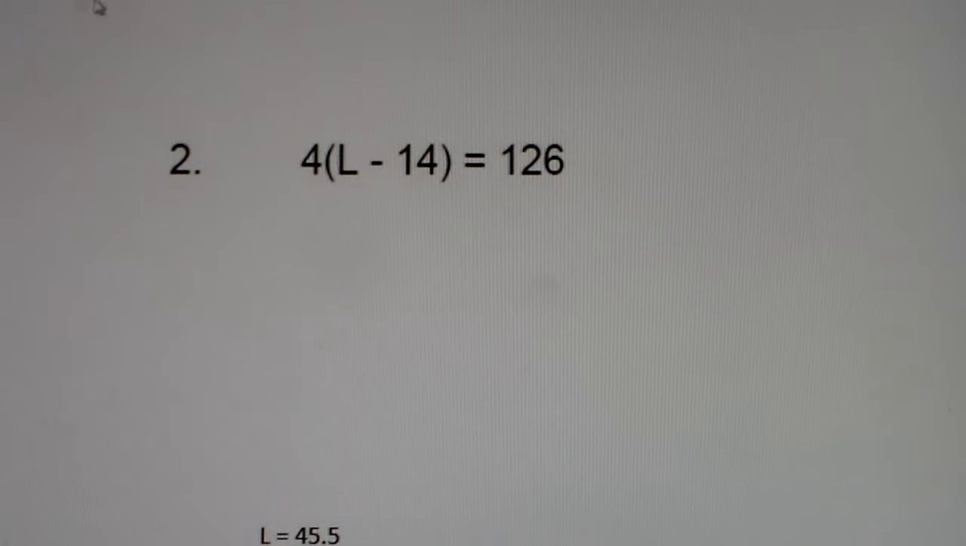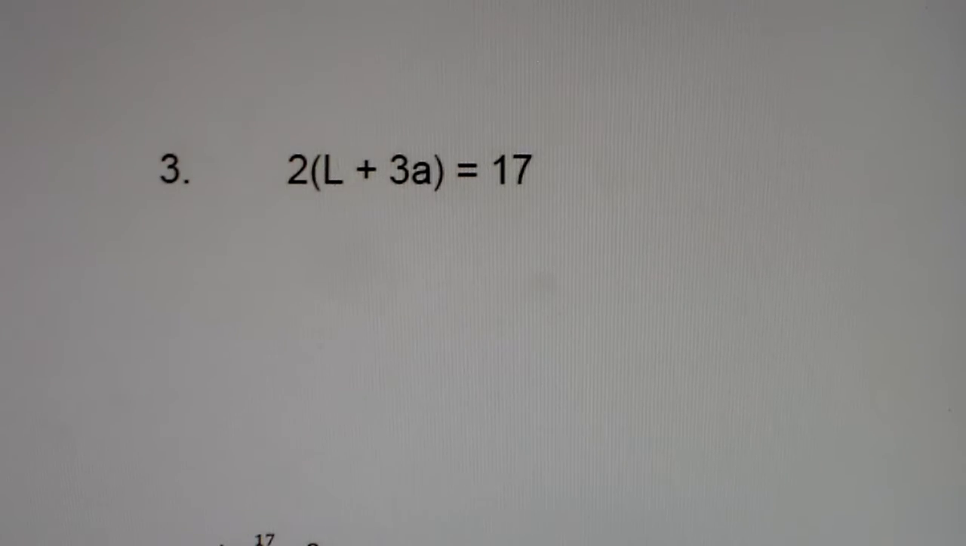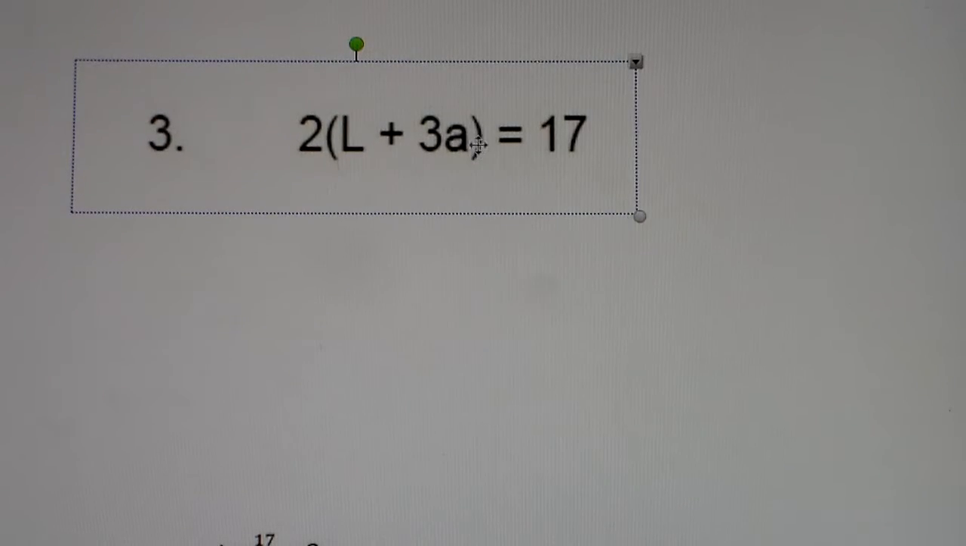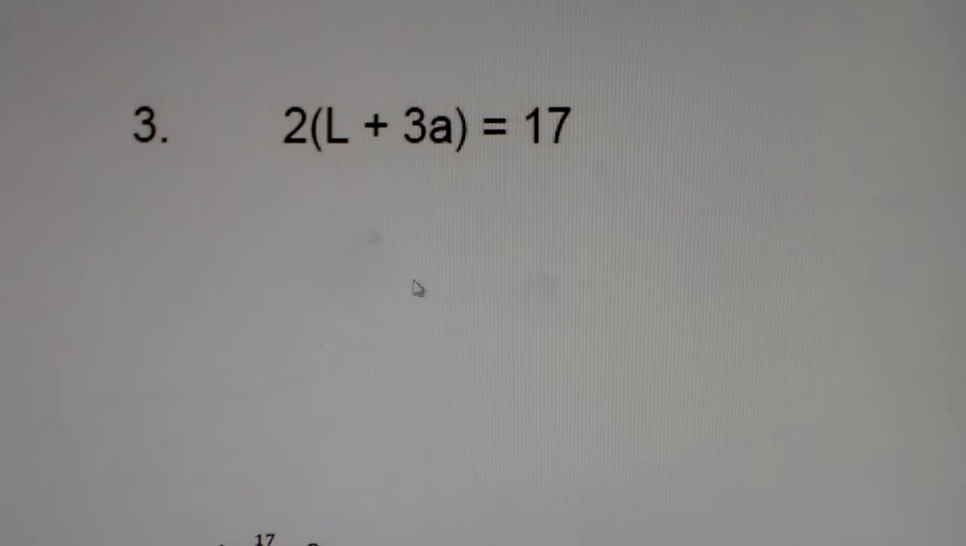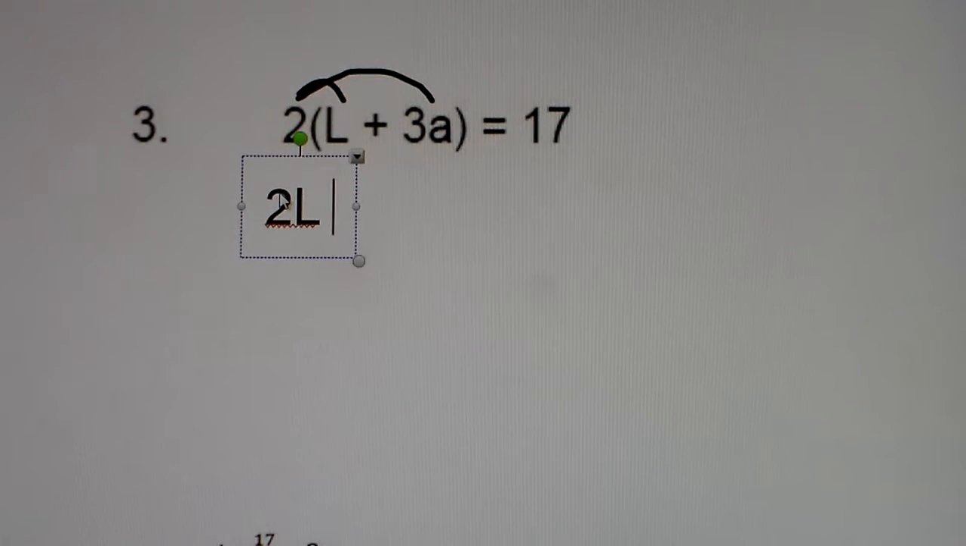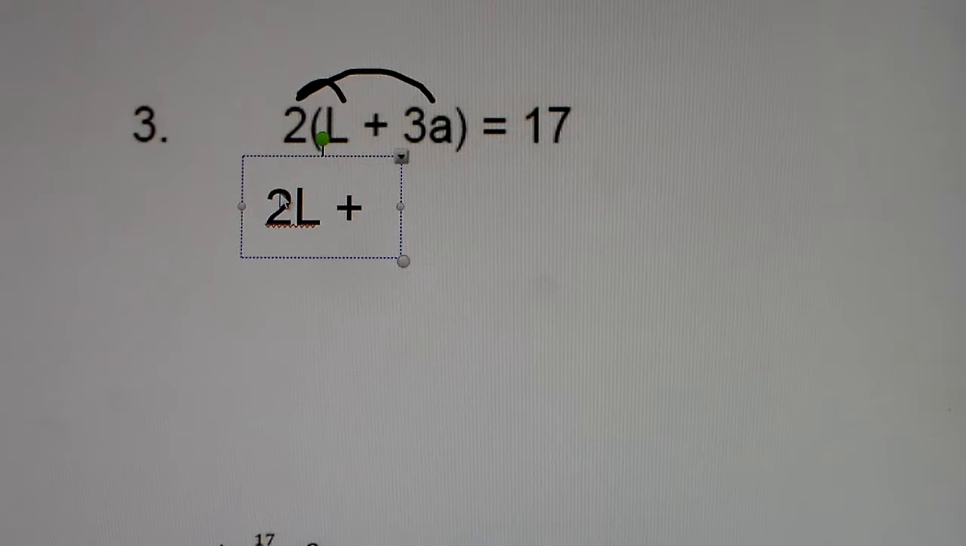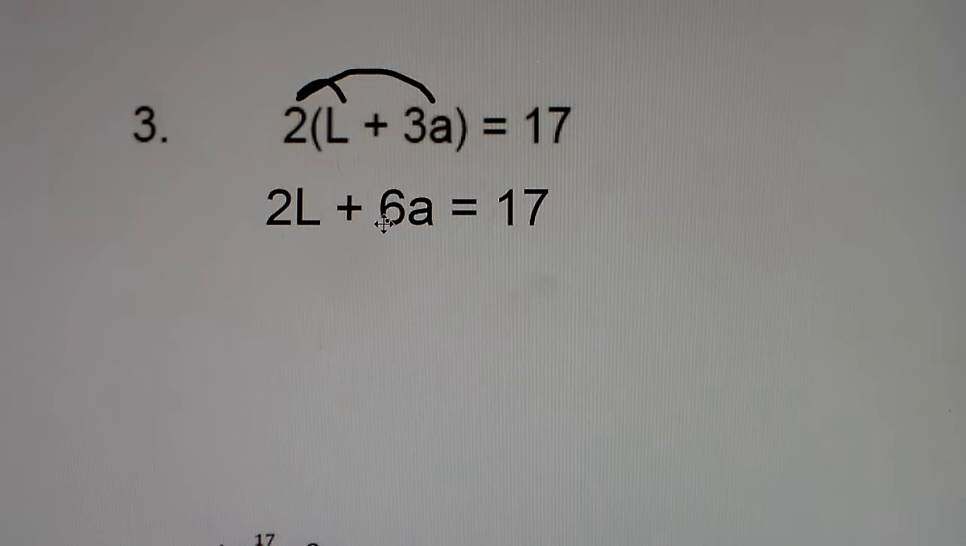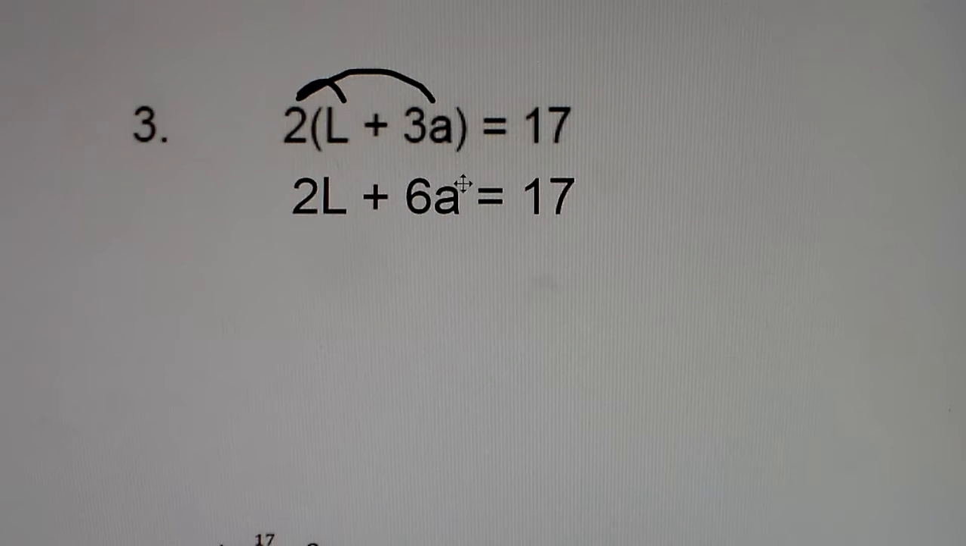Number 2 is very similar to problem number 1 in some ways, but a little bit different. We have an L and an A, 2 different variables, but we're still going to do the same exact procedure. It's 2 times L, and then 2 times 3A. So 2 times L is 2L. Now 2 times 3A gets you 6A, because 2 times 3 is 6, and A just stays the same. So we have 2L plus 6A equals 17.